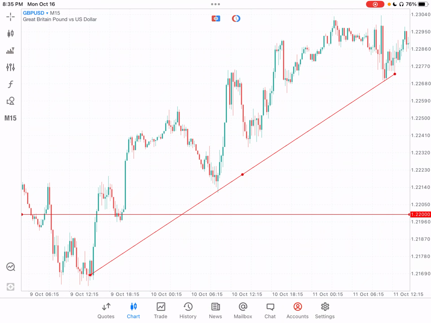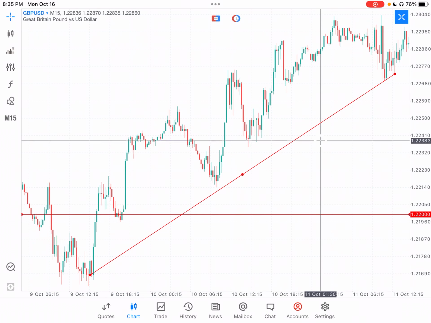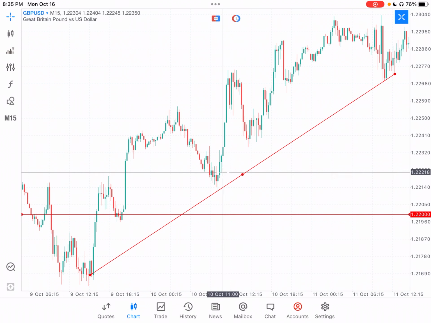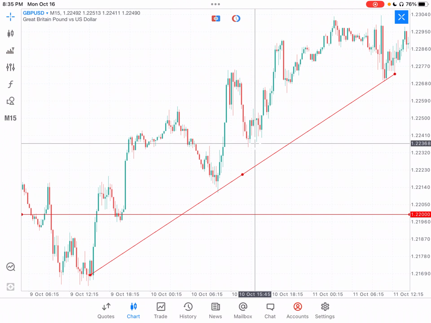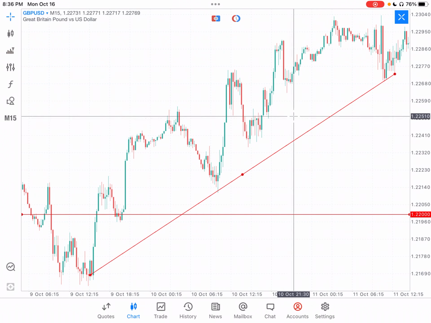The next thing is that anything less should not be regarded as a trend line. What that literally means is anything less than three touches. Take for example something like this: one, two, three. This is a valid trend line. If it's just two touches, it's not valid.